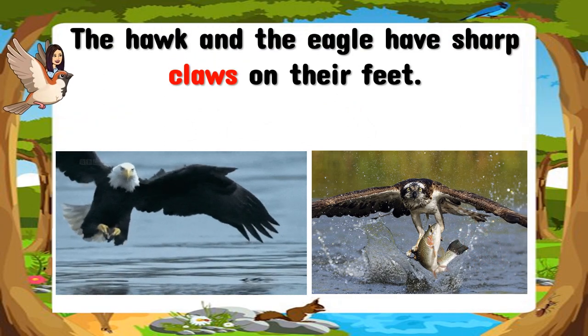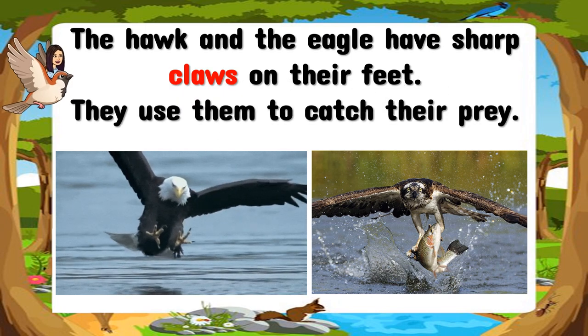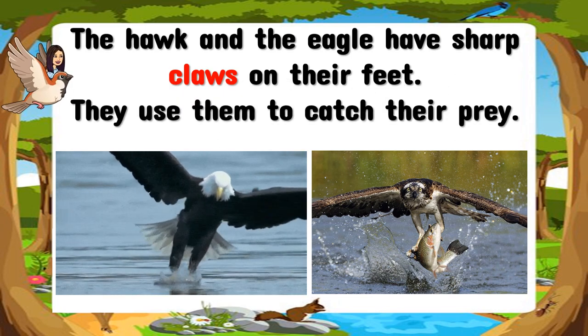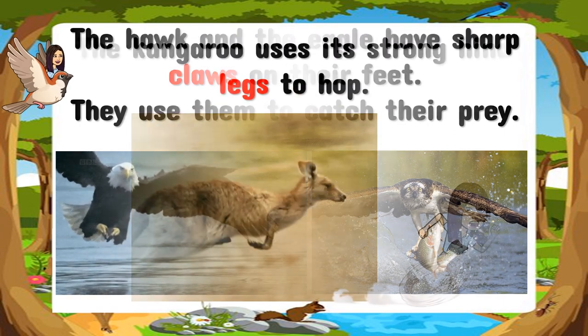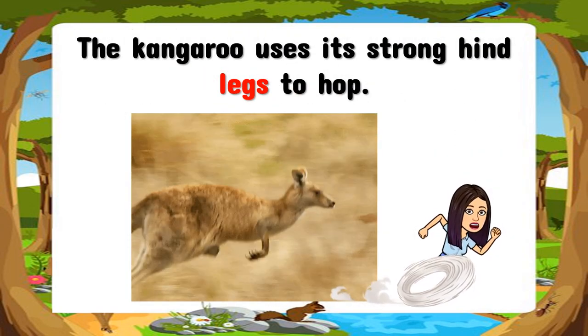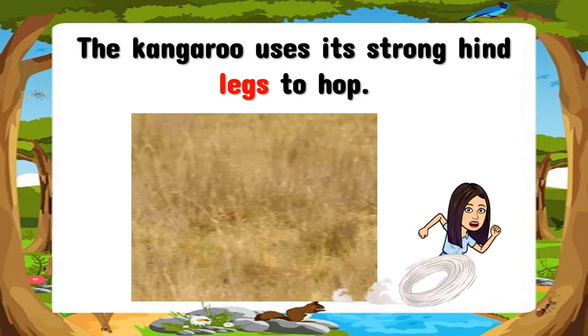The hawk and the eagle have sharp claws on their feet. They use them to catch their prey. The kangaroo uses its strong hind legs to hop.